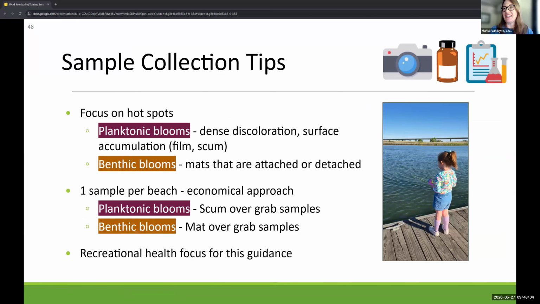All right, so that was a lot of details to cover those broad range of blooms that we encounter here in California. And this is a quick reference card to help you just know what to focus on depending on the hotspots that you're seeing and how to sample, collect one sample per area of interest and just have an economical approach.